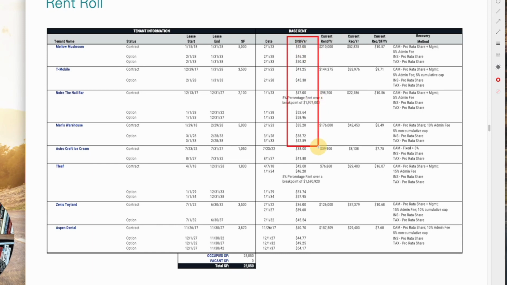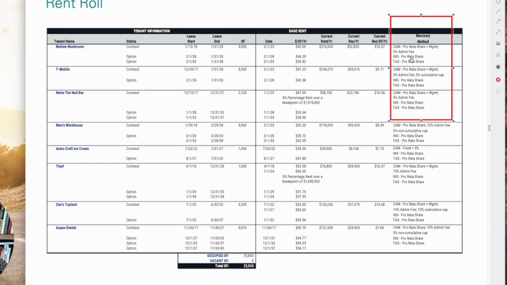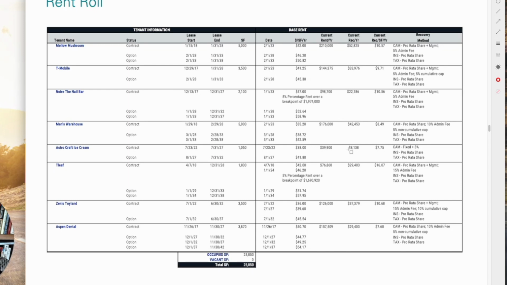But right here, we've got the rents they're paying annually, the CAM that they're collecting annually, CAM per square foot right there. And this is the recovery method. This one, they actually break down, hey, you've got your CAM, you've got your management, 5% admin, insurance, taxes. They break it down a little bit further, but the bare bones, the structure of this rent roll, is familiar with what we just went over.